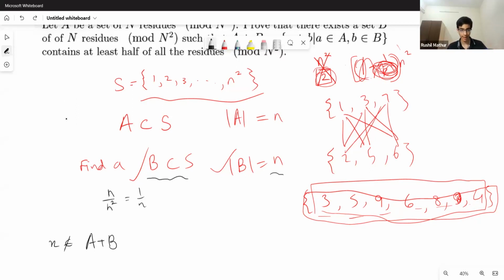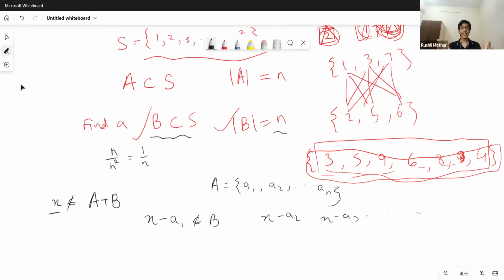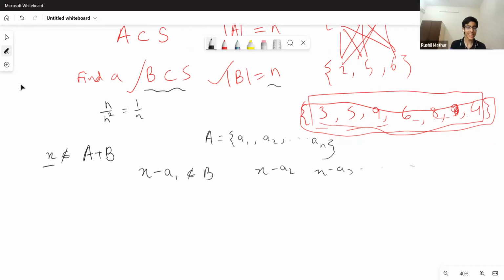So yeah, if X does not belong to A plus B, that means that if, let's say, A was A1, A2, all the way to An, then X minus A1 is not a part of B. Because if X minus A1 was a part of B and A1 is a part of A, then you can add up the two of them and you get X. Similarly, X minus A2, X minus A3, all of these should not be a part of B, right? So we need to figure out the probability of none of these belonging.